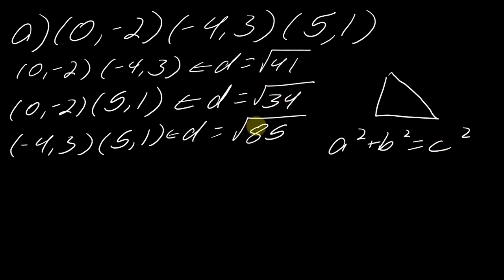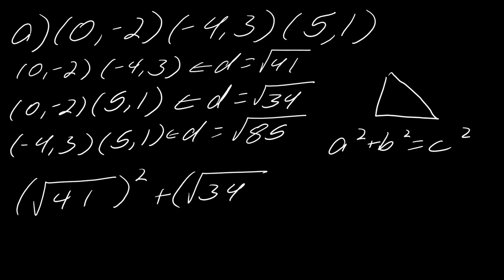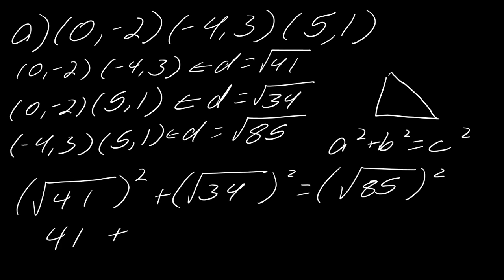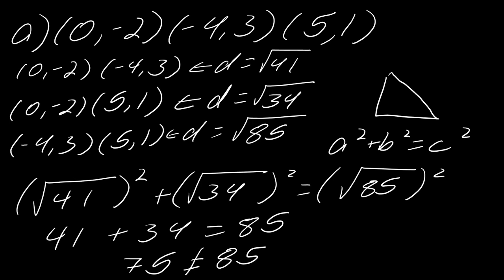So when I look at these 3 points, if I try to think of how I could plug them into this formula, probably the best way would be to take the square root of 41 squared plus the square root of 34 squared. Does that equal the square root of 85 squared? And you my friends are saying, well, that comes out to 41 plus 34. Does that equal 85? And you're all saying, no, 75 does not equal 85.